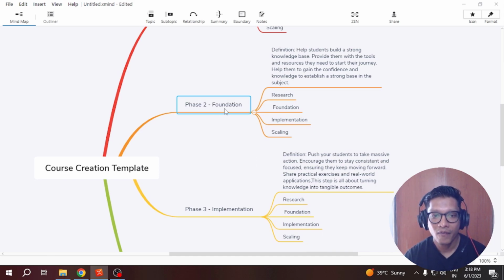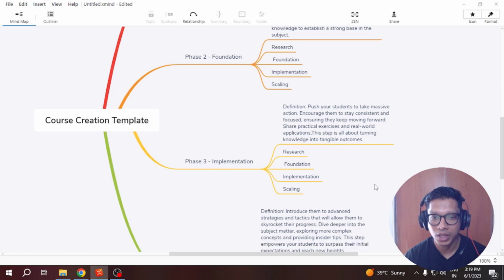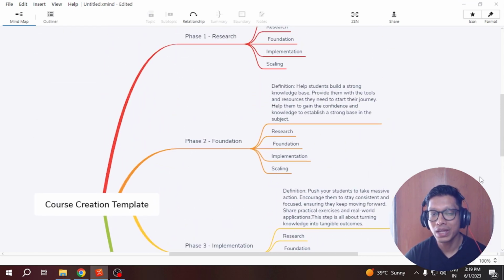That means when you talk about building foundation, here you can talk about the research of foundation. Here you can talk about building foundation, and then you can talk about implementing the foundation, and then you can talk about scaling the foundation, which will take them to the third step, and then you can use the same steps for this as well. That means we can have four main modules, and each module can have four different lessons.